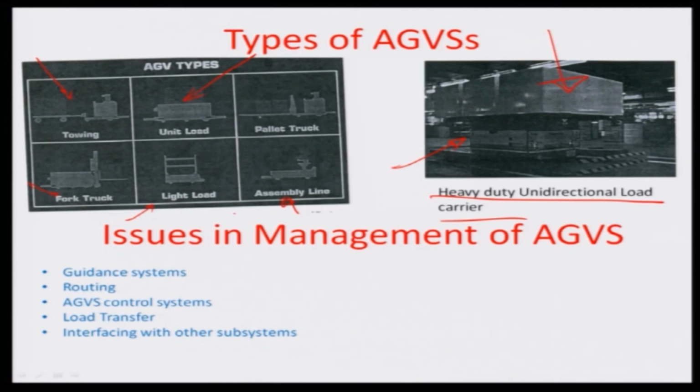The critical issues in the management of AGVS are the guidance systems, the routing, the control systems of the AGV, and obviously the main purpose, which is the load transfer. What is the capacity of the AGVS to take loads, and how can you interface with other subsystems like the flexible management system, so that you can get the requirement from the subsystem and put it into place so that material handling happens where it is needed, in the right quantity, at the right time, and so on, under the principles of whatever lean manufacturing issues industry has to go through.